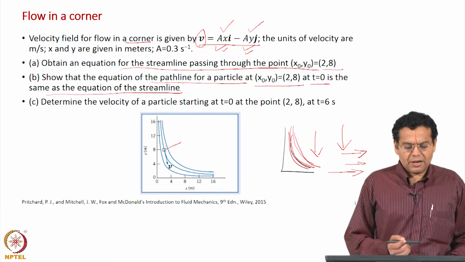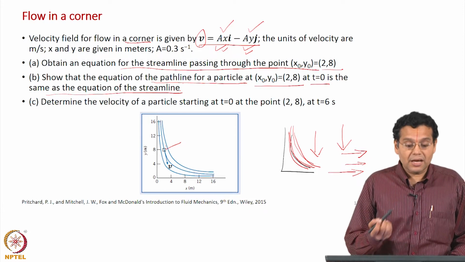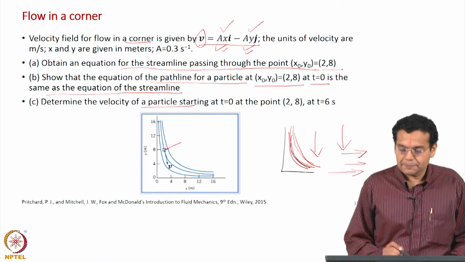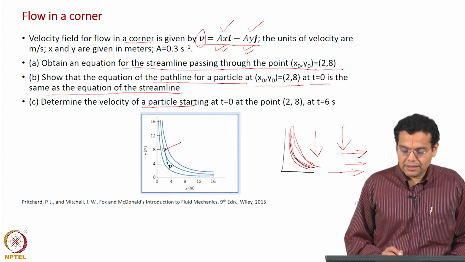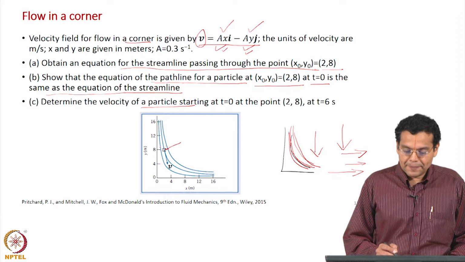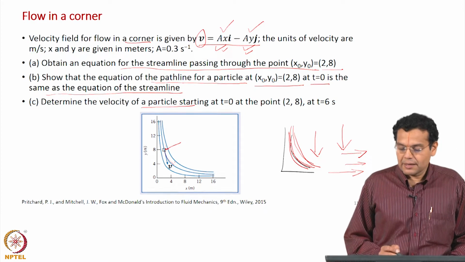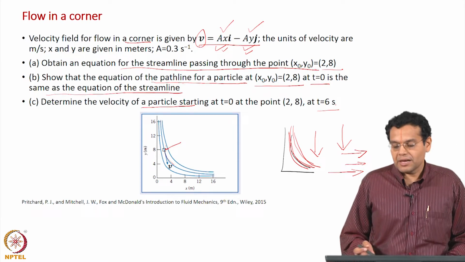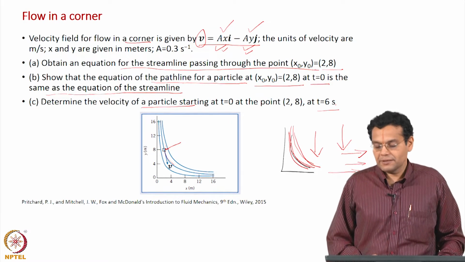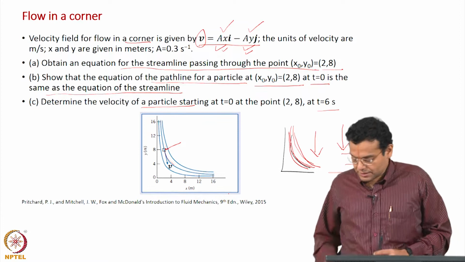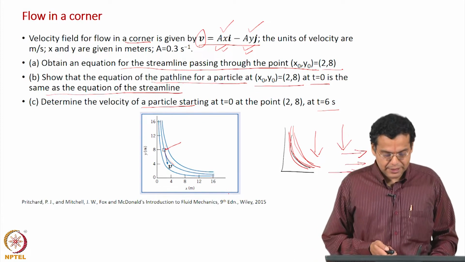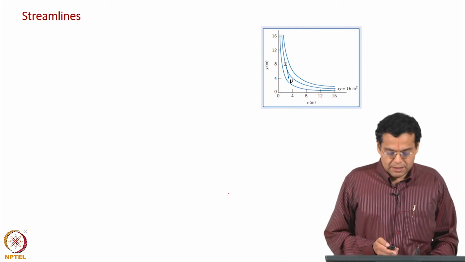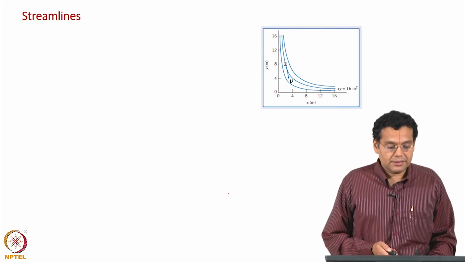We are also asked to find the velocity of the particle. It starts at this location with some velocity, travels along the path line, and after t equal to 6 seconds it has a velocity. We are asked to find what its velocity is. Okay, so let us go ahead. Let us first see how to calculate the streamlines.